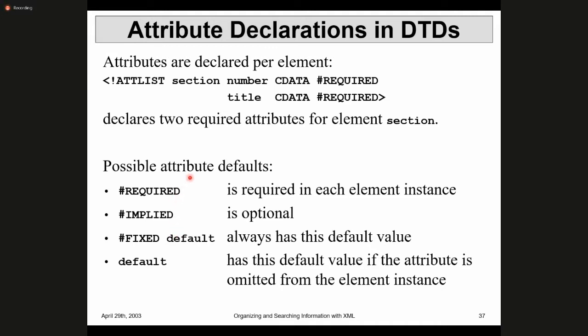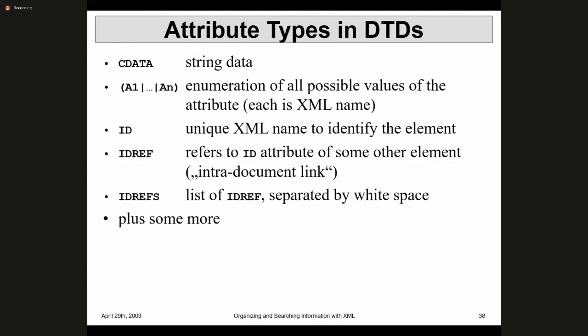Apart from that, you can see these values, required, are the attribute defaults, right? So this is the default. Required means it is required in each element instance. Implied means it is optional. Fixed means it always has this default value, whatever default value we have mentioned, right?